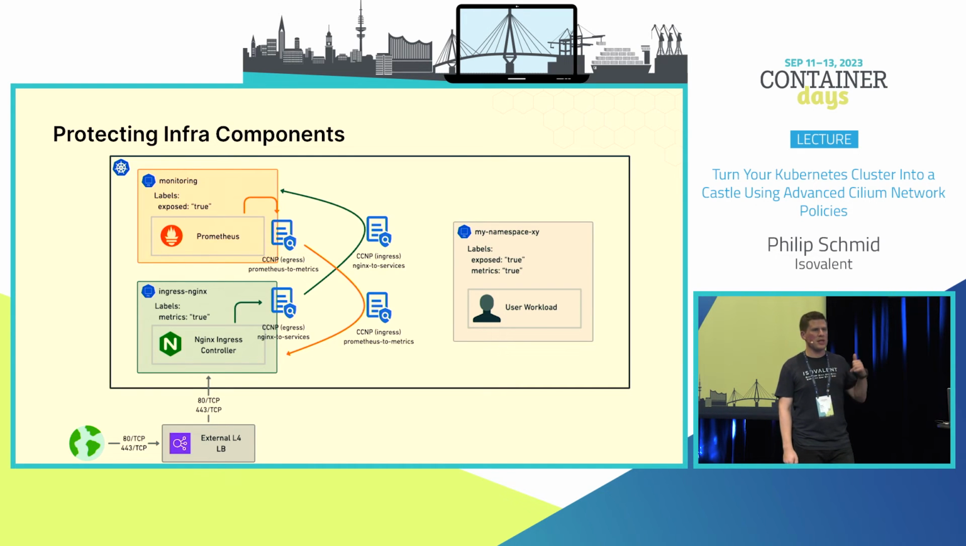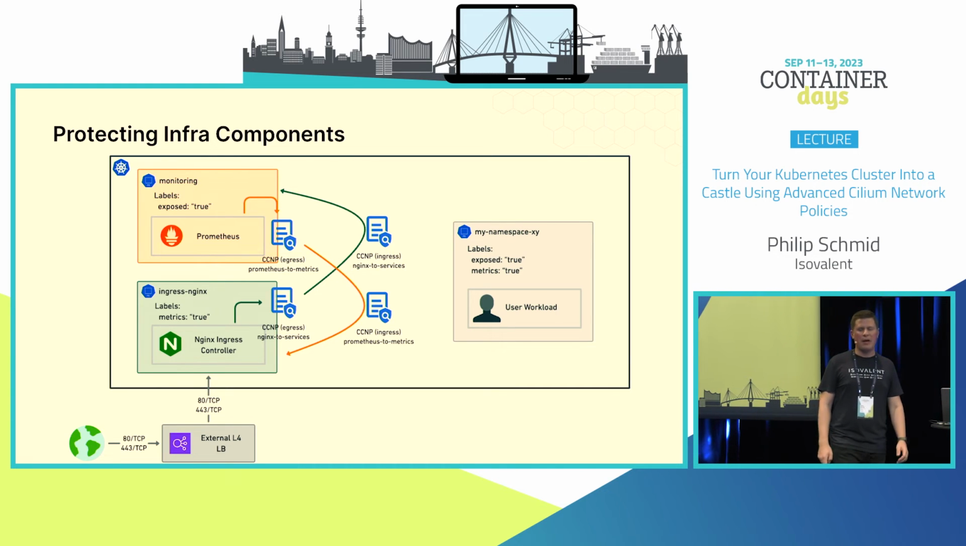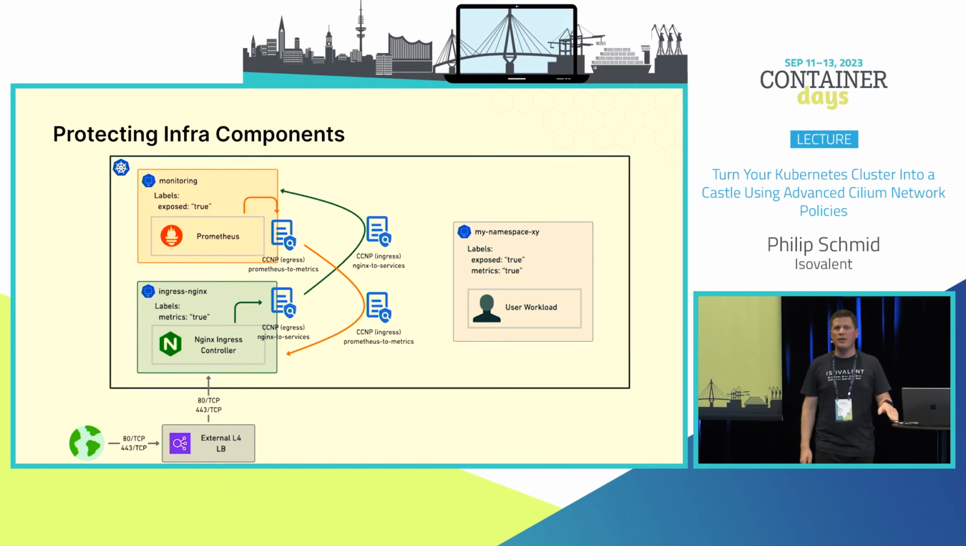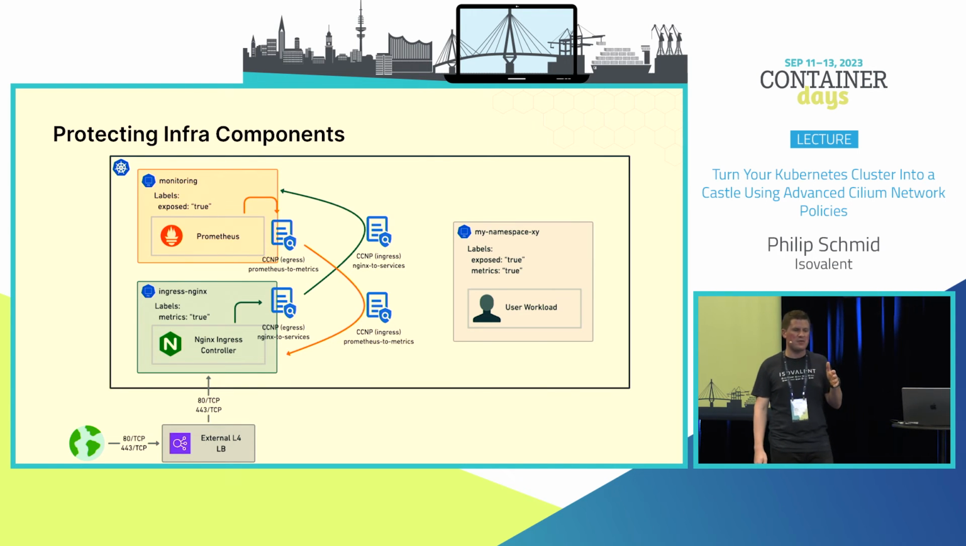So this means we can even leverage the same approach for our infrastructure namespaces by labeling them accordingly. So for example, we have the Nginx ingress controller that should be able to serve UIs, or ingress resources to be more precise, from our monitoring namespace. So we have the UI from Prometheus, we have the UI from Grafana, Alertmanager, and so on. And at the same time, we have our Prometheus that should be able to scrape our Nginx ingress controller metrics that are exposed.